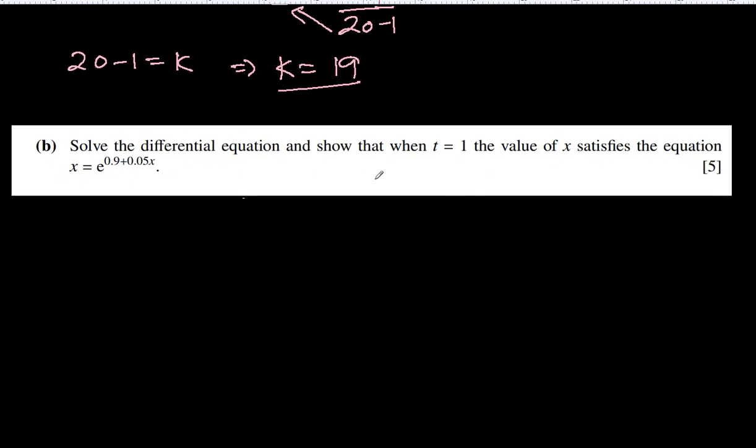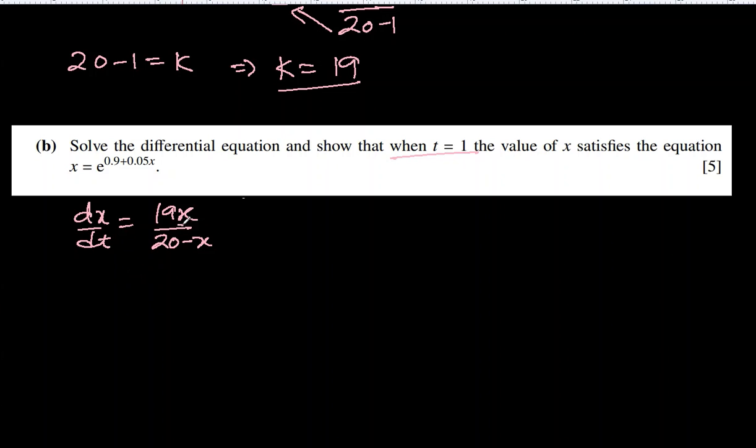Solve the differential equation and show that when t is equal to 1, the value x satisfies the equation, this one. Alright, we have to solve the equation. The equation was dx over dt equal to 19x over 20 minus x, right? To solve a differential equation, we should have dx with x's and dt with t if there is any, and there is no t here, so dt will be alone.